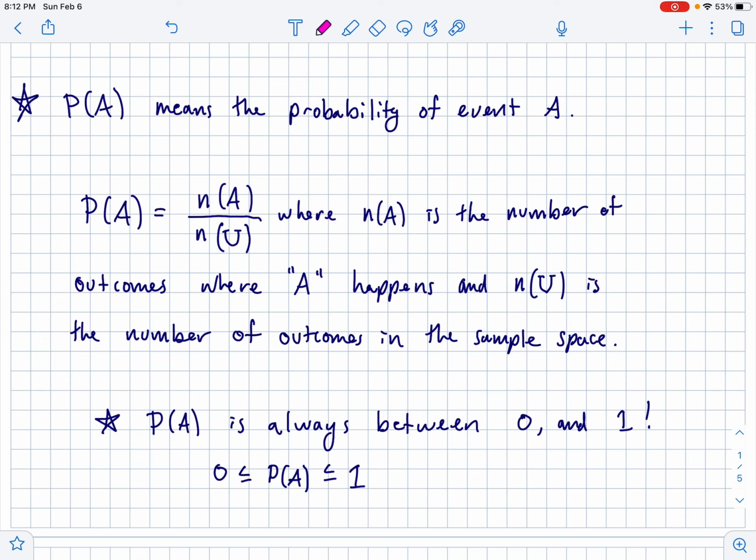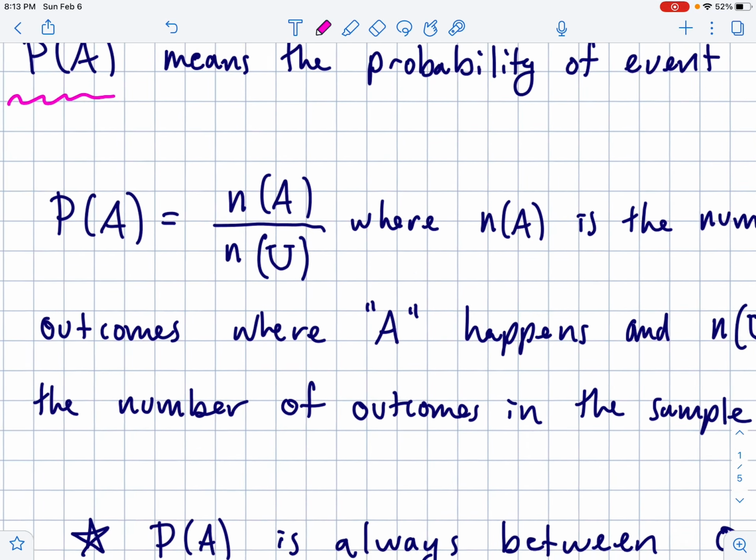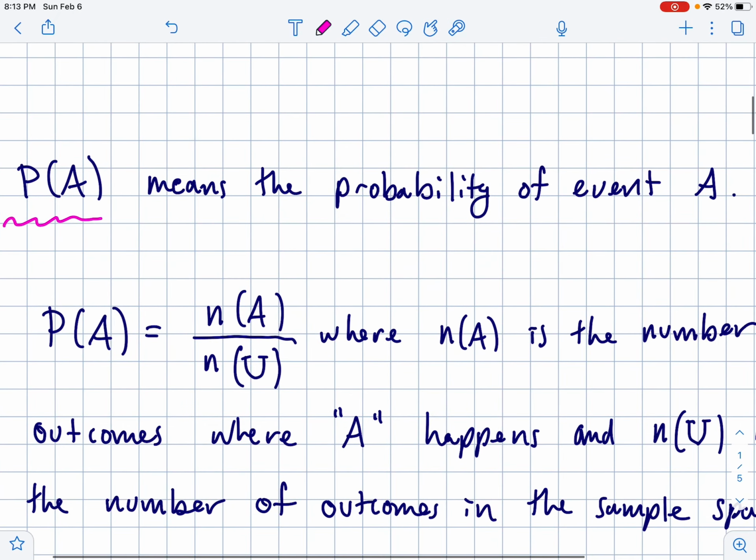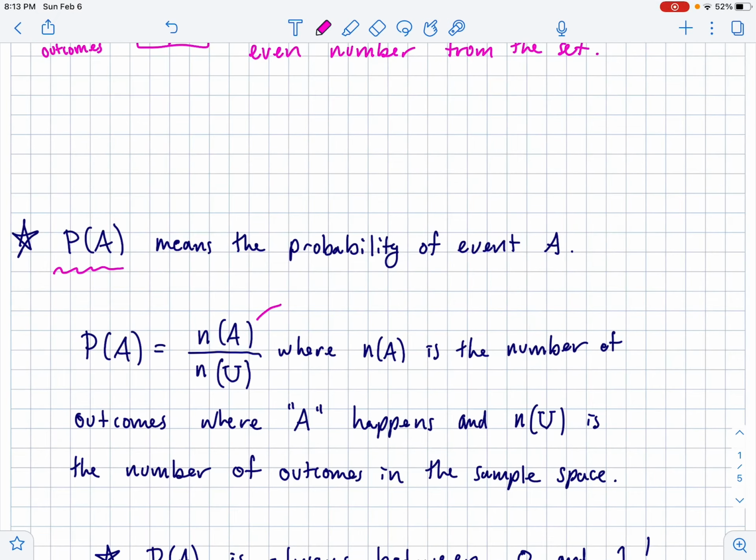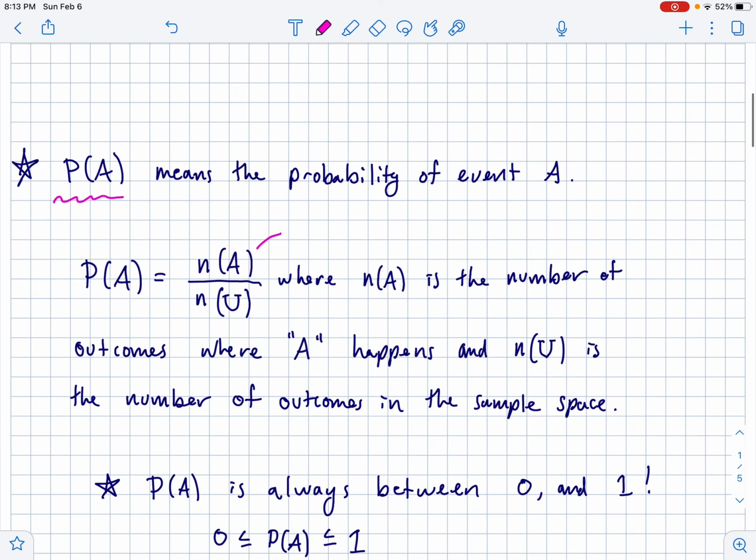Here's that same principle, but we're putting it into proper notation. First of all, from here on out, I'm just going to put a capital P when we're talking about probability. So the probability of A, capital P parentheses A, means the probability of event A happening. Now, the probability of event A happening is n(A) divided by n(U). It says it right here.